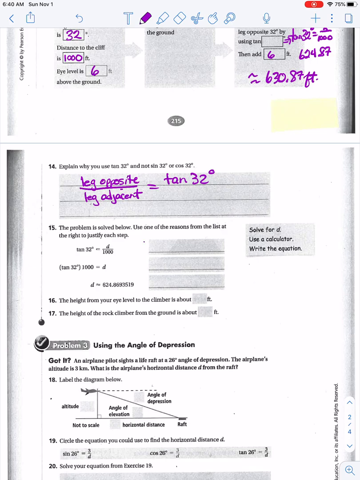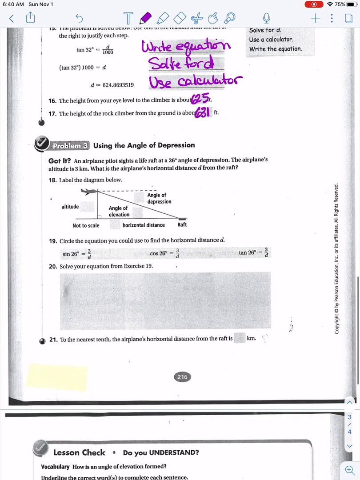Okay, so first of all, we would write the equation. Second thing I did was solve for D. And then how did I do that? I used my calculator. So the height as a whole number is about 625 feet. Then it makes the height of that climber around 631 feet. And again, this is a little bit of repetitiveness just to help you in your problem solving skills.